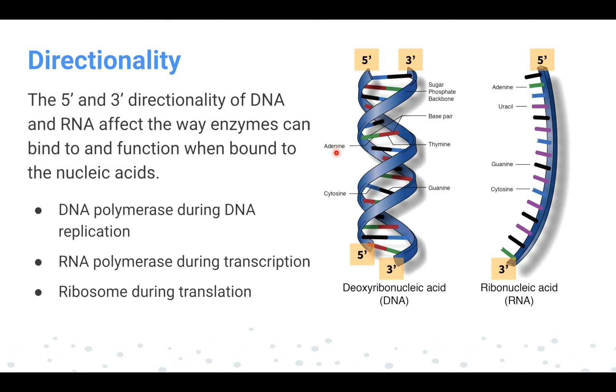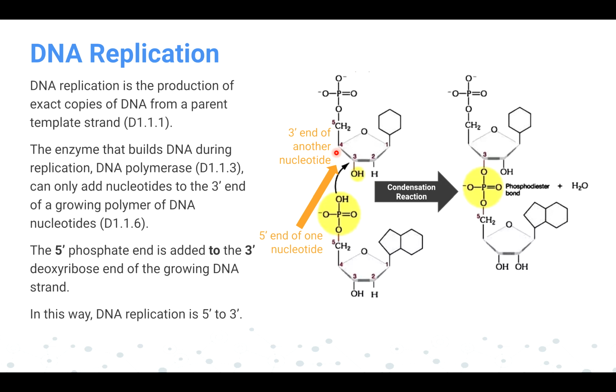So DNA polymerase enzyme works during the DNA replication process, whereas RNA polymerase works during transcription and ribosomes during translation. So their structure and their directions play a major role in fitting with the enzyme, right? If the enzyme is not fitting, that means it can't work on it. In DNA replication, a parent strand is going to make one more copy of the DNA strand, and the enzyme that builds the DNA during replication is DNA polymerase, which adds nucleotides at the 3' end.